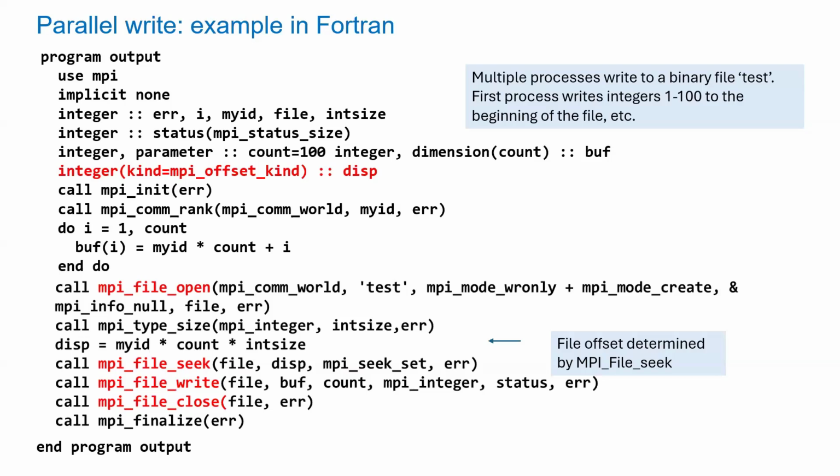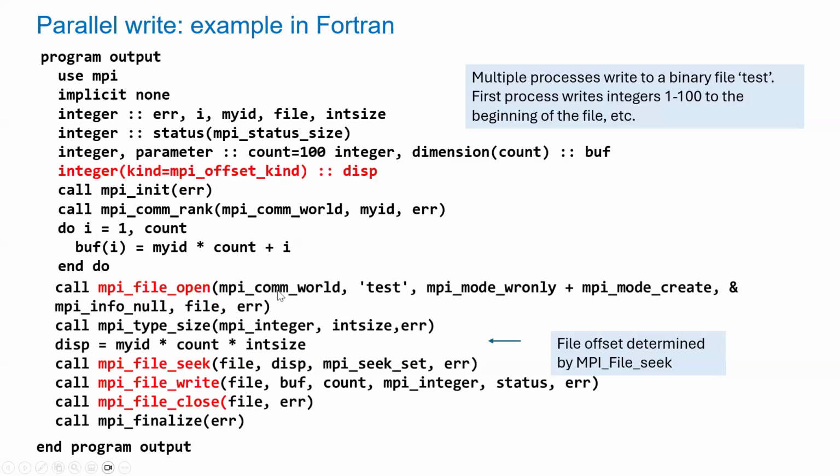This time it's in Fortran, for example. This code will have multiple processes write to a parallel file, and the test is defined here. The first process defines a bunch of things, and then here is the count, the buffer size. Depending on my ID, each process will generate some integers and write them to the file.